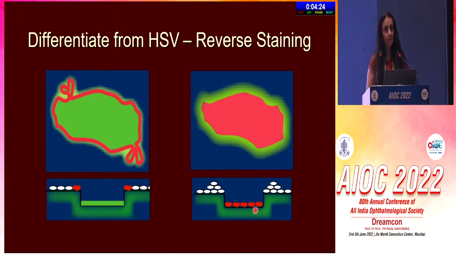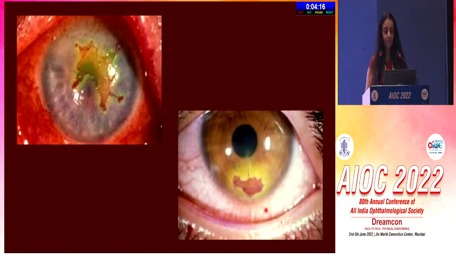So those stain with rose bengal, and then when you put fluorescein, it leaks through and causes a nice green glow around it. That's what we call reverse staining. And here you can see examples of it. Up here is an HSV ulcer, green in the middle, red on the outside. And here's a neurotrophic ulcer with red on the inside and then this green glow on the outside. So that can help you tell that even though it looks like a dendrite or a geographic ulcer, this is not live HSV. This is a neurotrophic component.